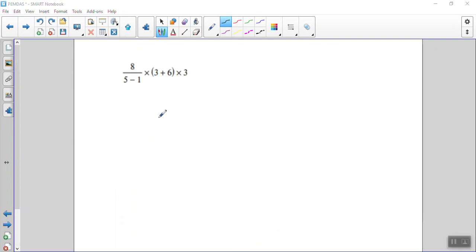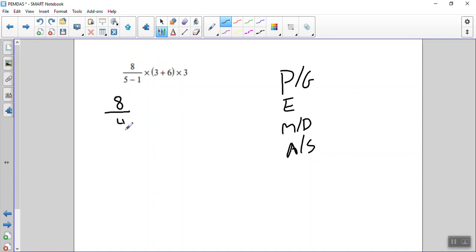Alright, now for this last one, we're going to do this problem, which looks hard, but again, we're still going to do our PEMDAS. So parentheses or group. So we have a group at the bottom of this fraction and a parentheses here. So let's do both of those first. So we're going to have 8 on top. 5 minus 1 is 4 times 3 plus 6 is 9 times 3.